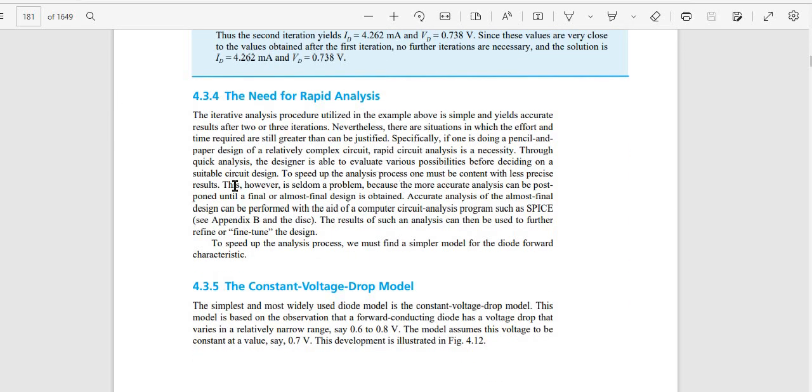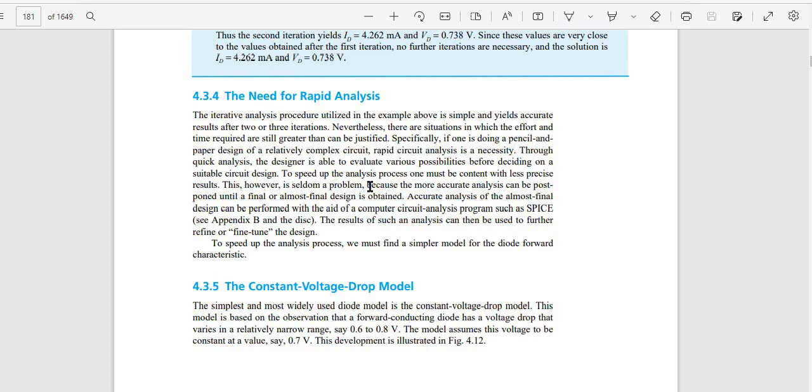The need for rapid analysis. The iterative analysis procedure utilized in the example above is simple and yields an accurate result after 2 or 3 iterations. Nevertheless, there are situations in which the effort and time required are still greater than can be justified. Specifically, if one is doing pencil and paper design of a relatively complex circuit, rapid circuit analysis is necessary. Through quick analysis, the designer is able to evaluate various possibilities before deciding on a suitable circuit design.